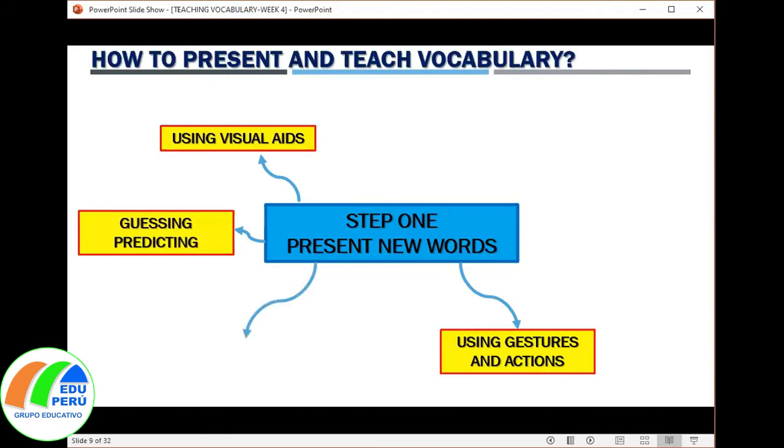The other one is to put words in context. All right, you're going to use these words in context, not in isolation, not separated, not one by one, but in a context.